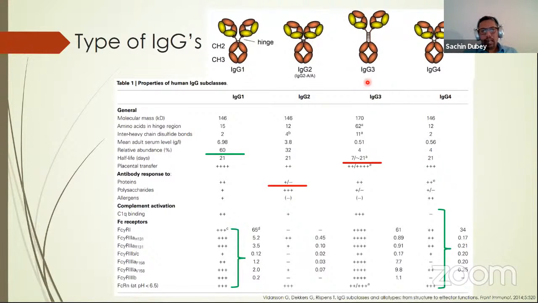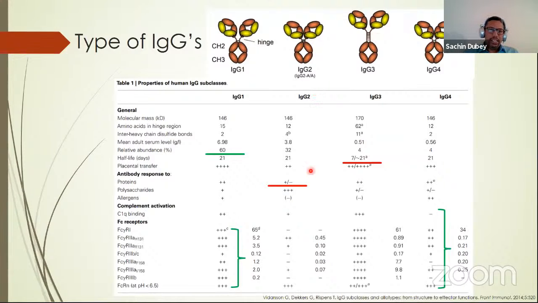IgG3 has only 7 days of half-life within the body, as compared to 21 days of half-life for all the other IgGs, so that makes it much less suitable. On top of that, the hinge region has a lot of cysteine bonds, which makes it much more flexible, or in other words, more difficult to stabilize compared to the other IgGs.